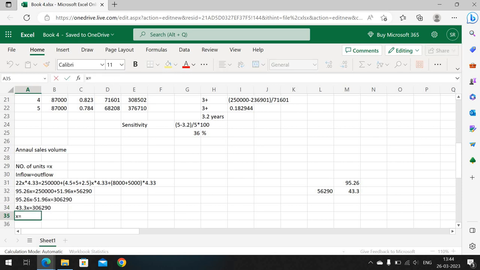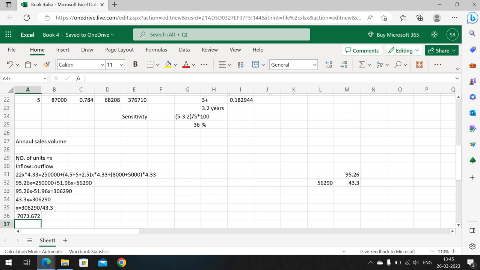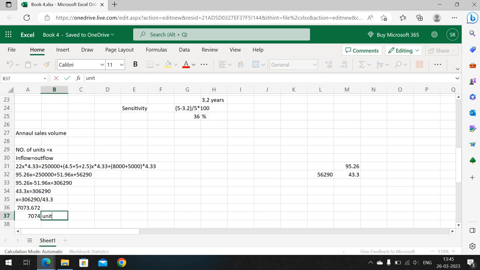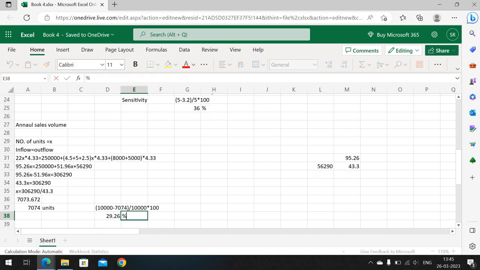So x is equal to 3 lakh 6,290 divided by 43.3. So x will be 7,074. We can't produce in fractions, so 7,074 will be units. 10,000 units is my annual budget, so up to 7,074 the sales volume can reduce. Divided by 10,000 into 100, that comes around 29.26%.